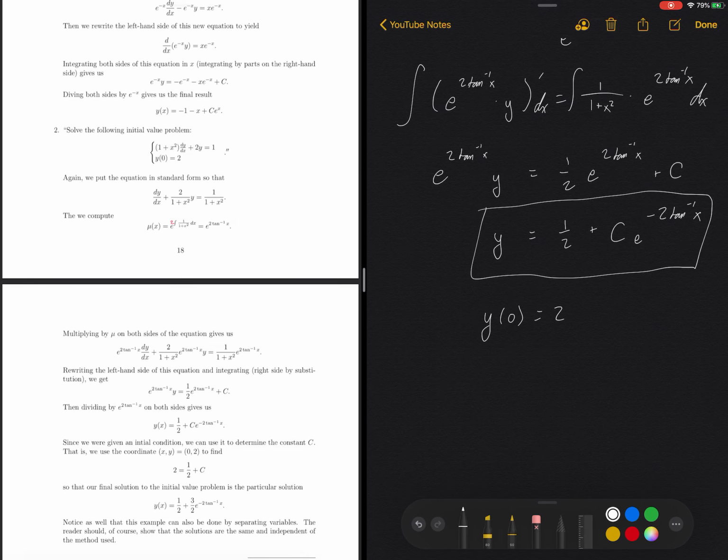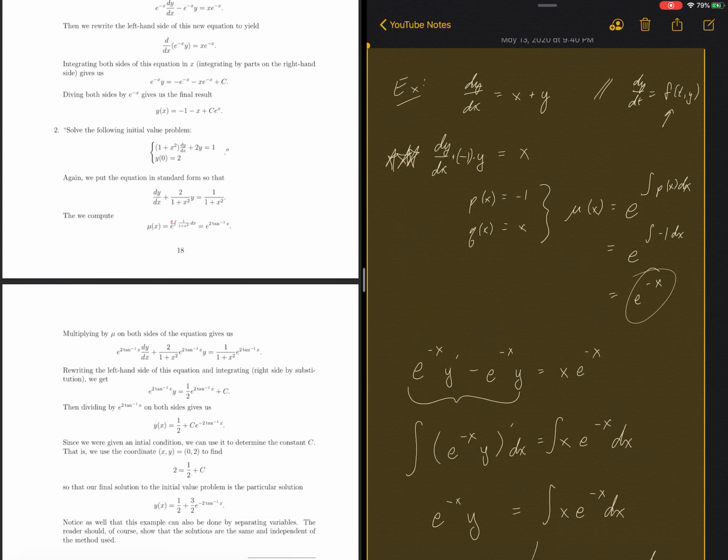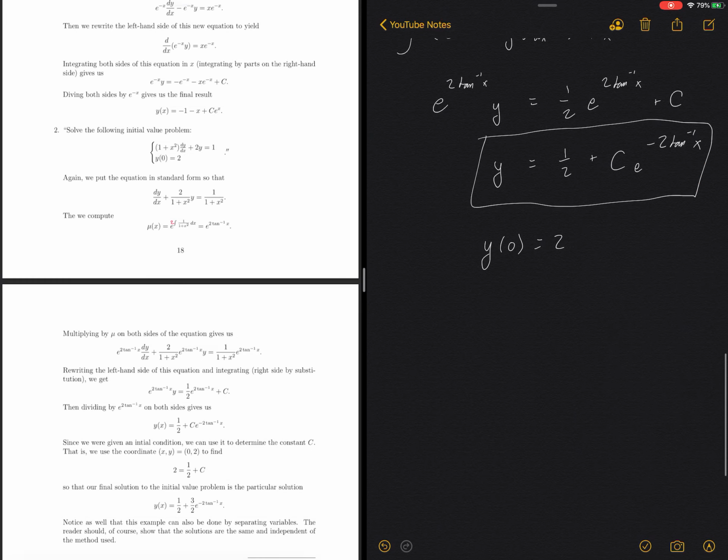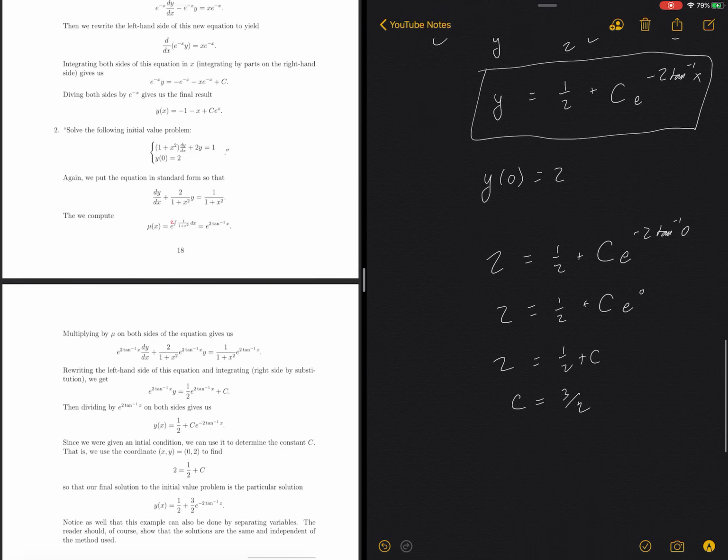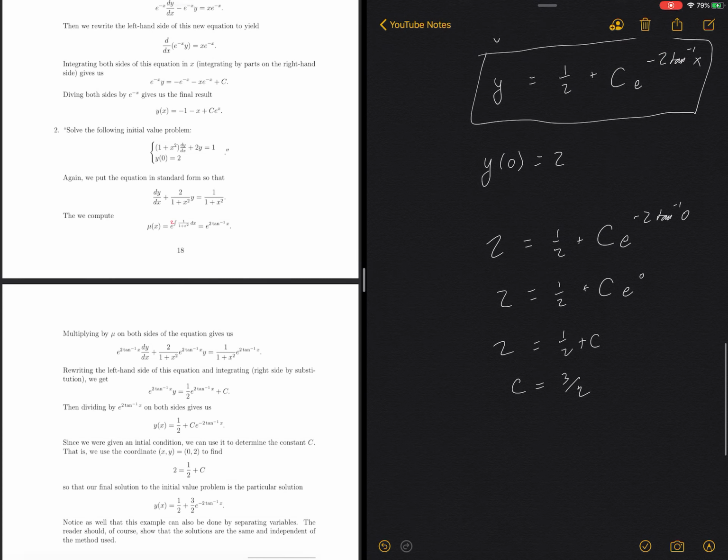But remember, I have an initial condition, so I can use that initial condition to find what this c has to be. So if I use y equals 2 and x equals 0, minus twice arctangent of 0. Okay, come on, people at home, say it with me. Arctangent of 0 is, yes, it is 0. Very good. So c times e to the 0. So this is 2 equals 1/2 plus c. So that means that c has to be 3/2.